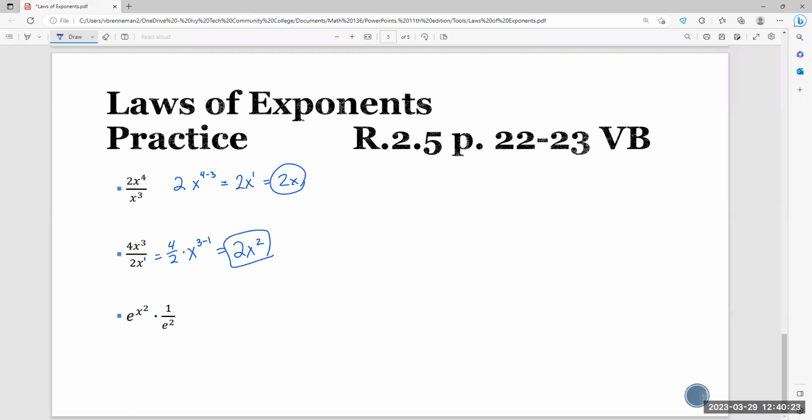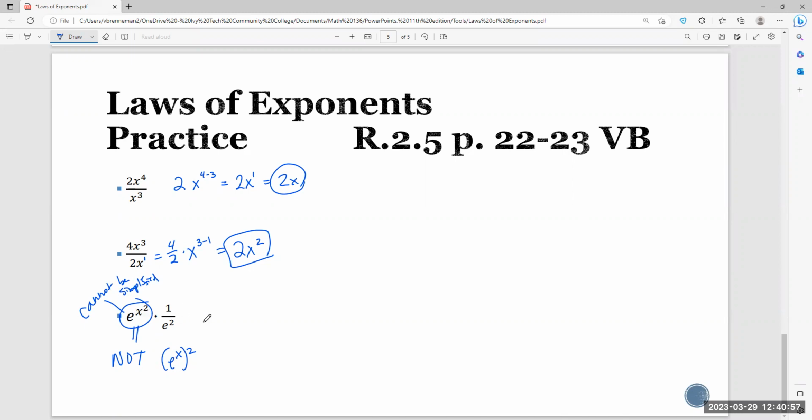And then we have e to the x squared times 1 over e squared. So e to the x squared is not the same thing as the square of e to the x. Here we have x squared as the power of e, whereas the square of e to the x would be simplified to e to the 2x. So this cannot be simplified in any way or changed really to anything else.